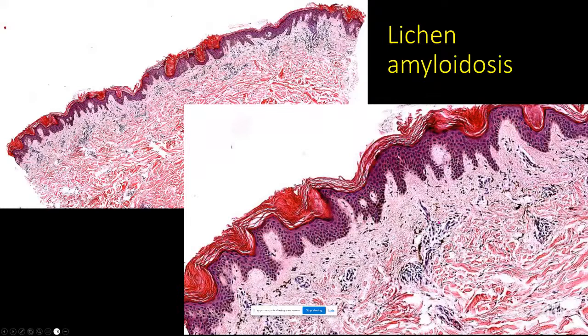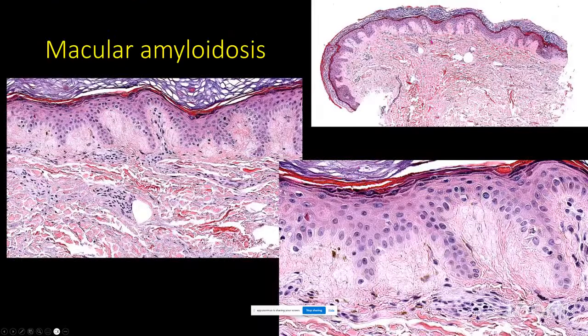And lichen amyloidosis, at low power, can look like maybe LSC or seborrheic keratosis. You can get some hyperkeratosis. You get widening of the dermal papillae with deposition of the amyloid material. Macular amyloid is really going to be the same idea, but a little bit less hyperkeratotic, less hyperplastic for the epidermis, and usually a little bit less of the material.